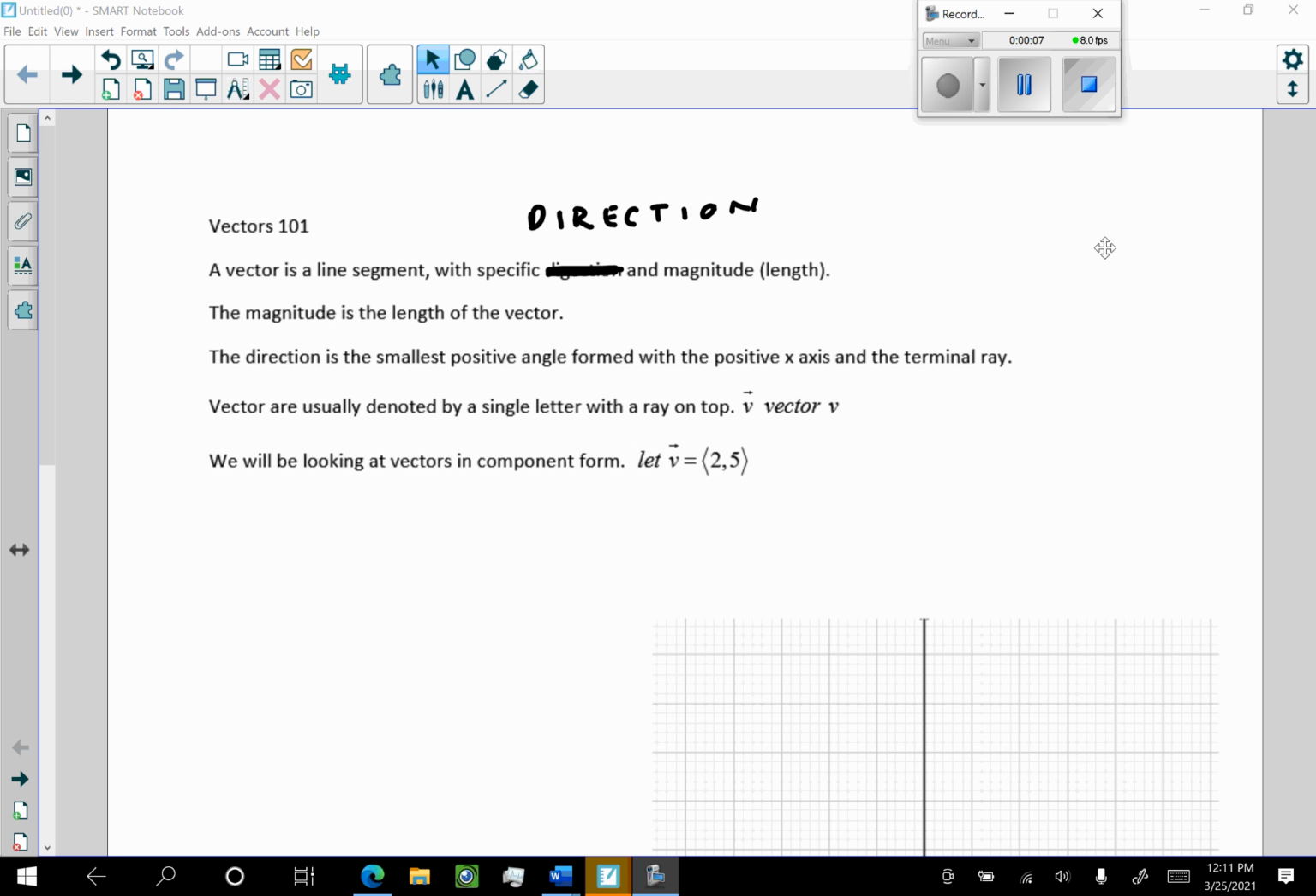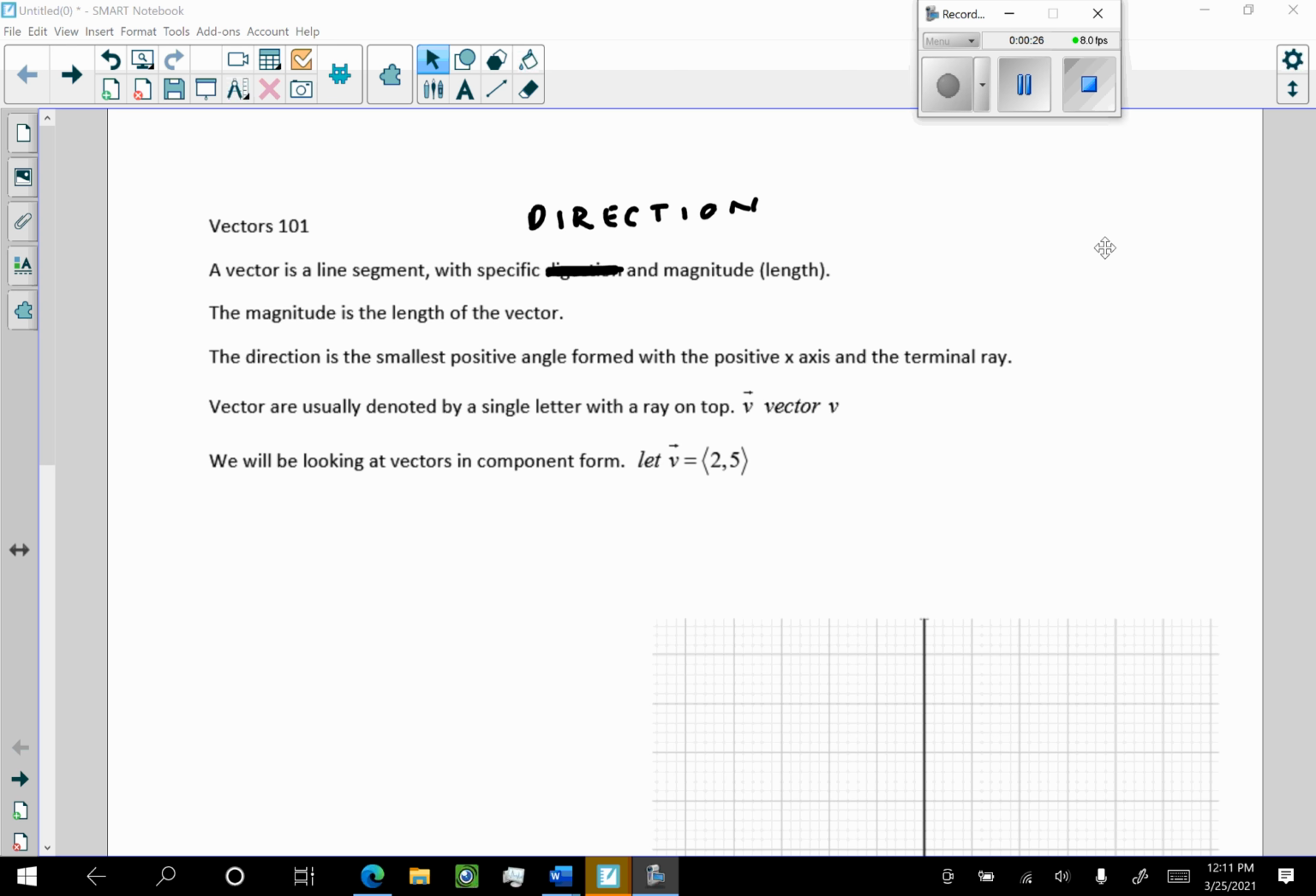This is going to be a very short video. We're going to talk about vectors 101. We'll use these vectors when we start talking about parametrically defined positions and parametrically defined velocity vectors. But we first need to talk just about what a vector is.